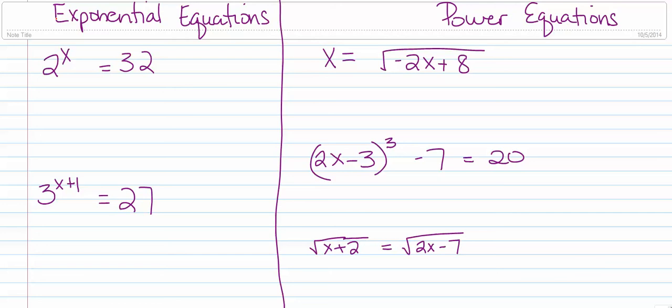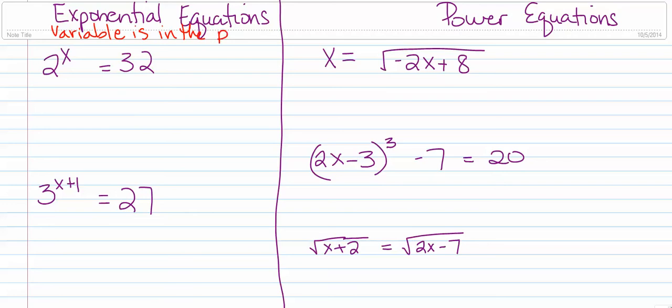Let's look at some different kinds of equations here. So far we've looked at equations where there's a power of 1 and there's a power of 2. In exponential equations and power equations, the powers are different. In exponential equations, the variable is the power, or is in the power, because sometimes there's more than just a variable.